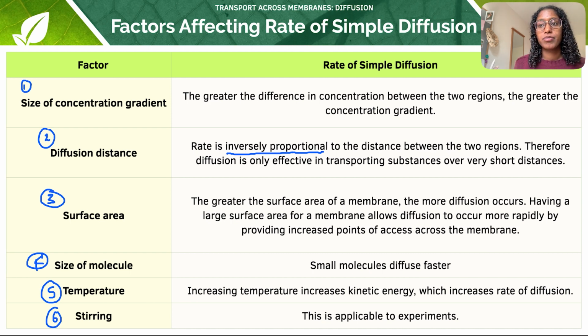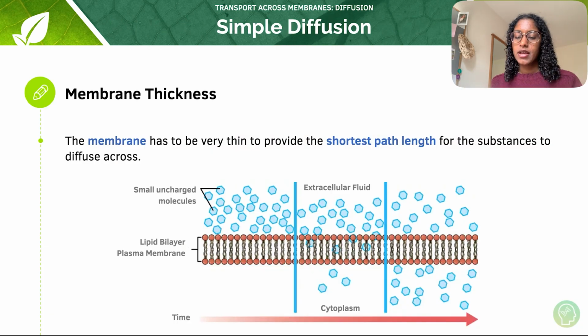so you wouldn't get this in a living substance. Okay, now just a point on membrane thickness: the membrane has to be very thin to provide the shortest path length for the substances to diffuse across. So this is our membrane. We want it to be nice and thin so that there isn't a huge distance for the substance to diffuse across.